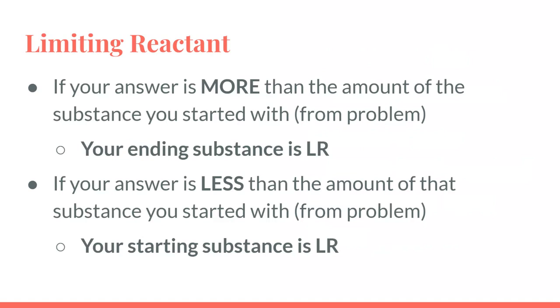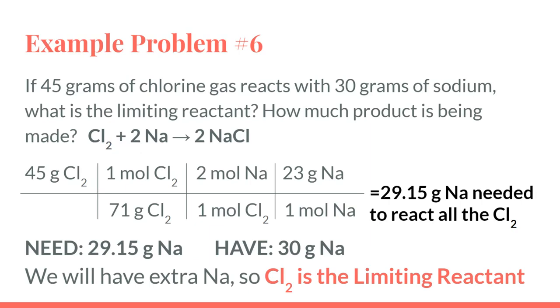Now remember that if your answer is more than the amount you started with, then your ending substance is your limiting reactant. And if your answer is less than the amount that you started with, then your starting substance is your limiting reactant. So in this case, we got out 29.15 grams of sodium. So we need 29 grams of sodium. We have, from the problem, 30 grams. So our answer is less than what we have, making the chlorine gas the limiting reactant.